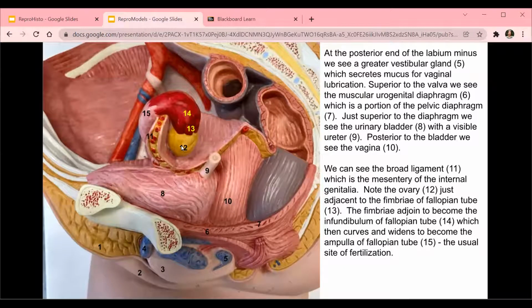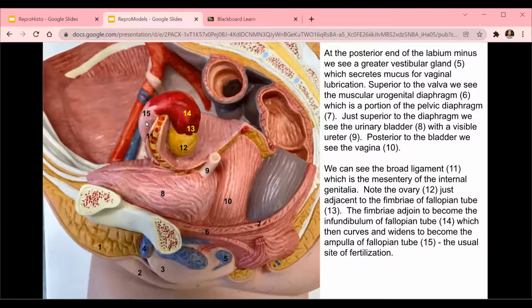You can see number 12 as the ovary. Number 13 is the fimbria of the infundibulum. And number 14 is the infundibulum, the first part of the oviduct or fallopian tube. These fimbriae start to beat at the time of ovulation, and they can catch the secondary oocyte, which comes from the ovary at the time of ovulation.